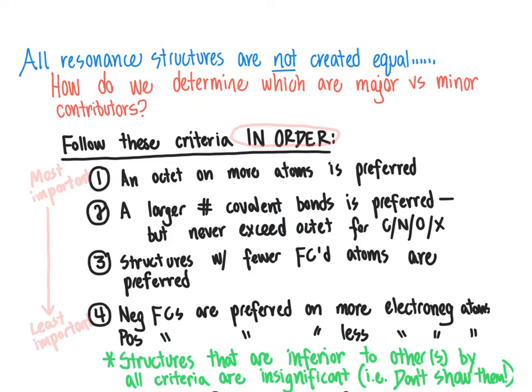So first and foremost, when we're thinking about these in order, the main contributing factor toward determining how important a resonance structure is, toward looking at what the actual molecular structure looks like, is that having an octet on more atoms is preferred. The more atoms that have an octet, the better. So if you have a structure where every single atom has an octet, and another structure where one of the atoms is missing an octet, the one that has an octet on all the atoms is going to be the major resonance structure. The other one's going to be the minor structure.